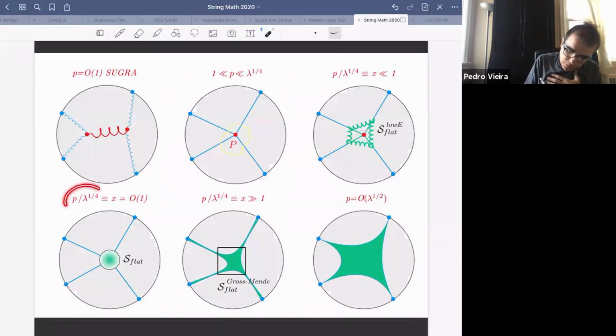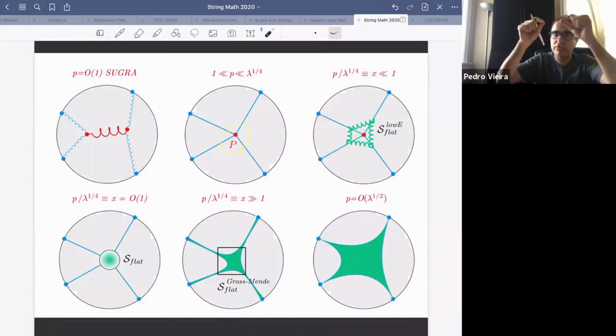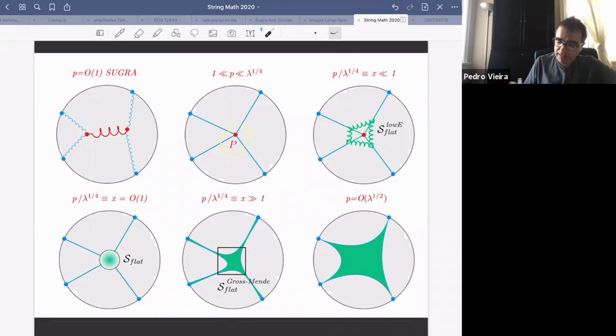If p over lambda to the 1/4 is X and it's of order 1, then we would still propagate as very short strings, almost particles, until an interaction region. And then in the interaction region, we would have the full string Virasoro-Shapiro amplitude. If this parameter X is very big and p scales with lambda, now they would still propagate as short strings, but when they reach the interaction region, they would open up and form an open classical string that would be given by Gross-Mende, still in flat space.